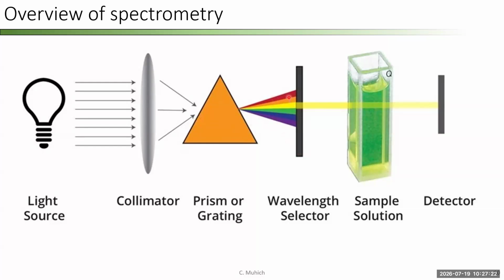A wavelength selector selects one and only one wavelength of light, which is passed through a sample solution held in what's called a cuvette before going through a detector. So we end up having a single wavelength of light, ideally, go through our sample, and then we measure how much light has gone through. And so this is the fundamental idea in spectrometry.